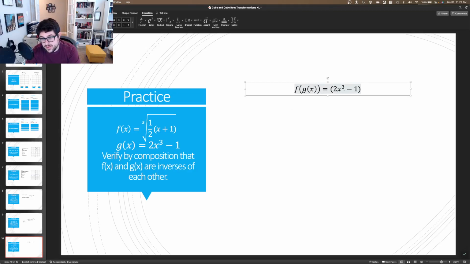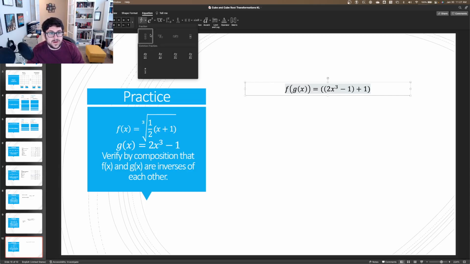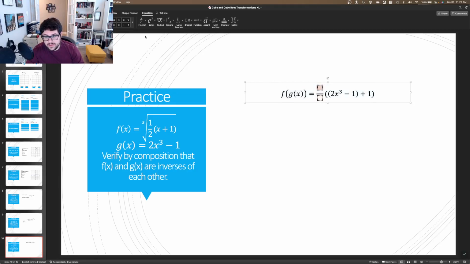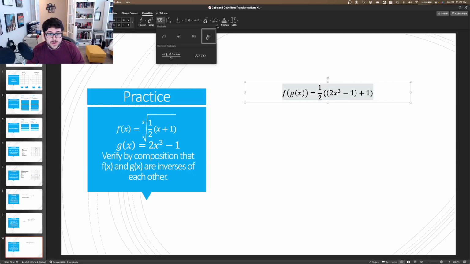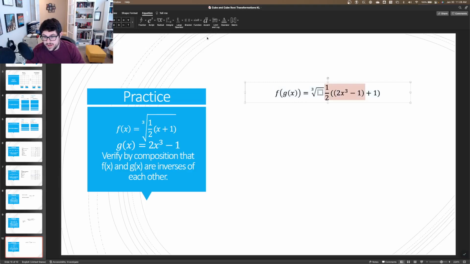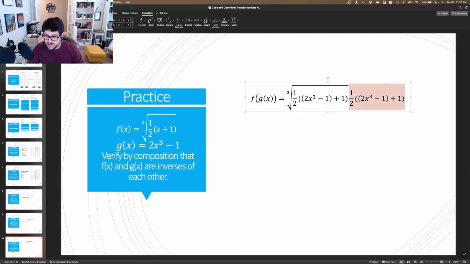So I see this is x plus 1. So I'm going to take this stuff, and I'm just going to put a plus 1 on the end. And let's throw some more parentheses around it. Because I'm in front of this x plus 1, which is why I have a 1 half. So let's put a 1 half out in front. Okay. Now this whole thing is under a cube root. So what I'm going to have to do is copy this bit, shove it under this cube root. All right, so this is redundant.